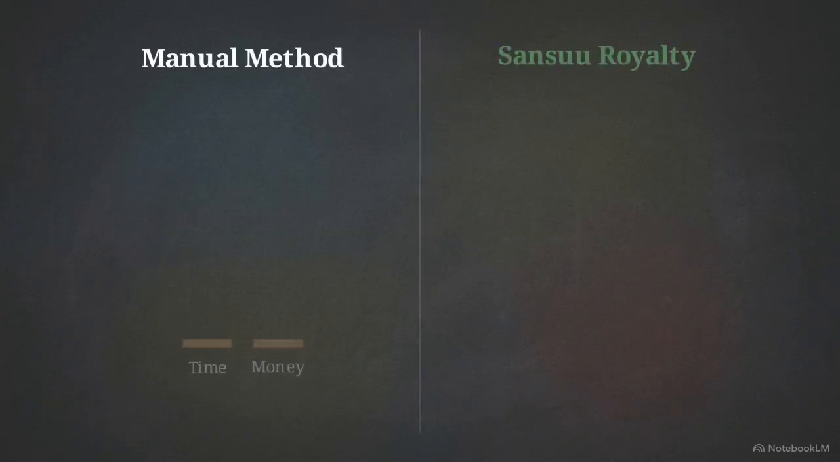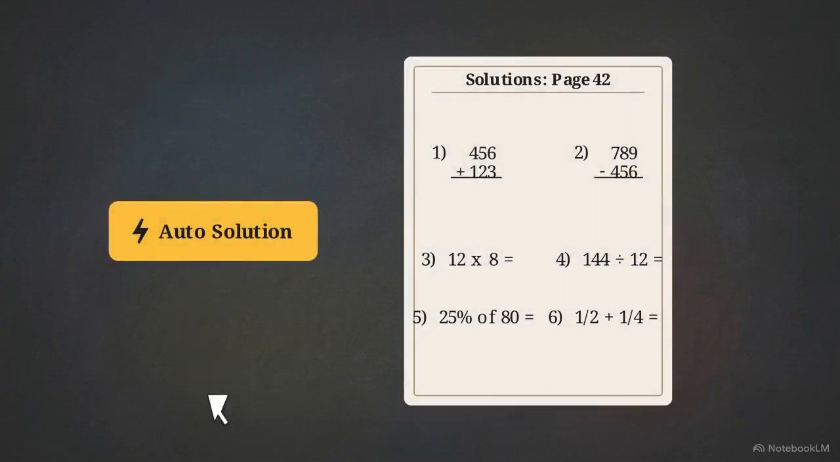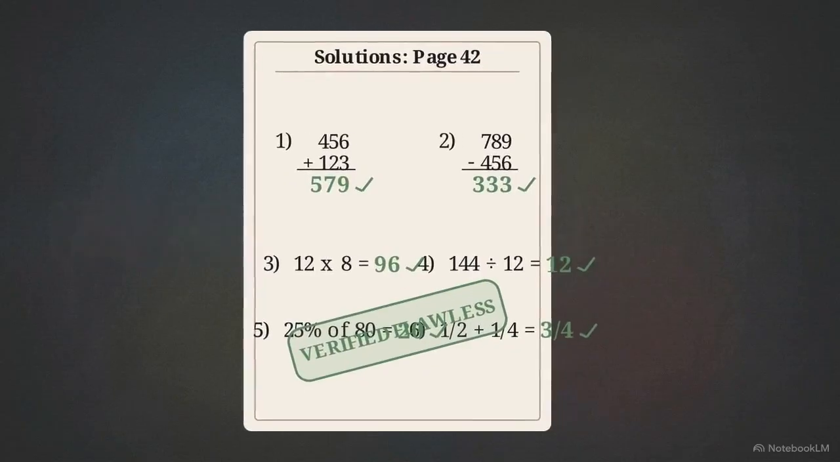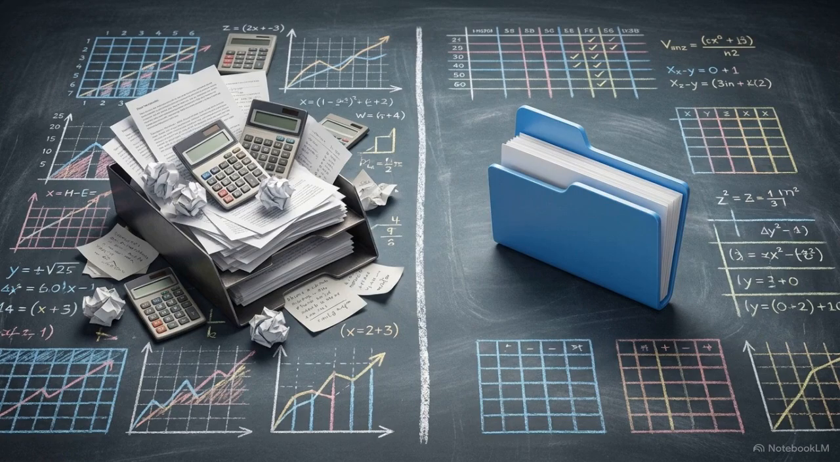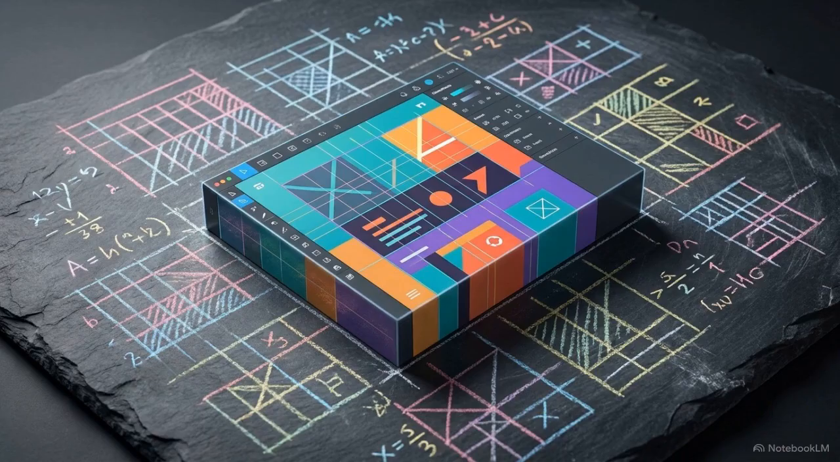Comparing workflows, the left shows the old manual method, costing massive amounts of time and money. On the right, the Auto Solution Page Generator bypasses this. With one click, the software calculates and formats a flawless answer key for every generated worksheet. By offloading the formatting and the calculations, you stop acting like an exhausted tutor and start operating as a high-volume, scalable publisher. Step 3 is packaging.